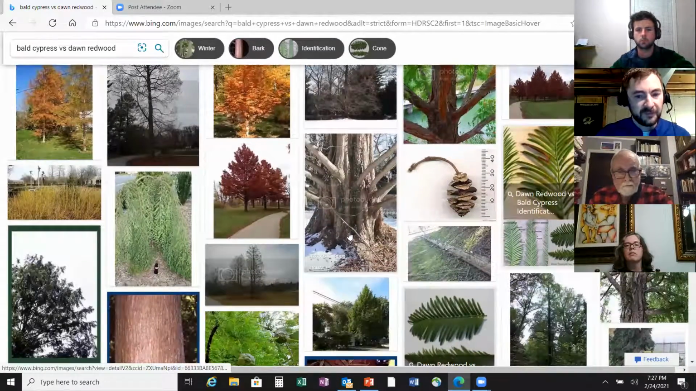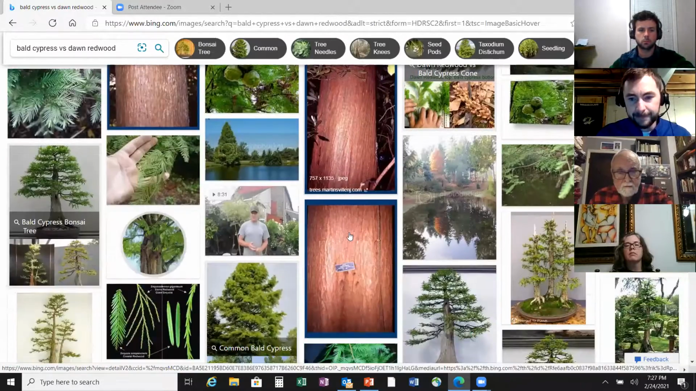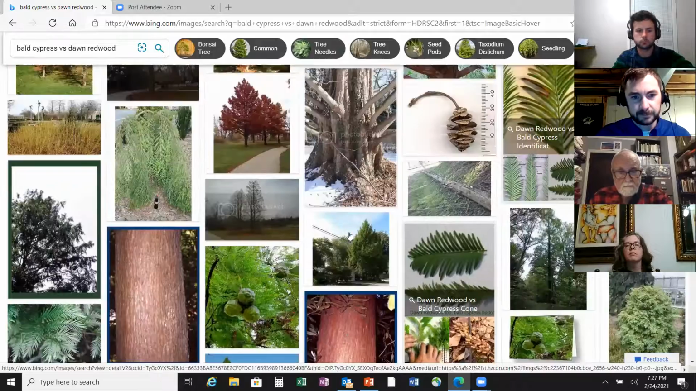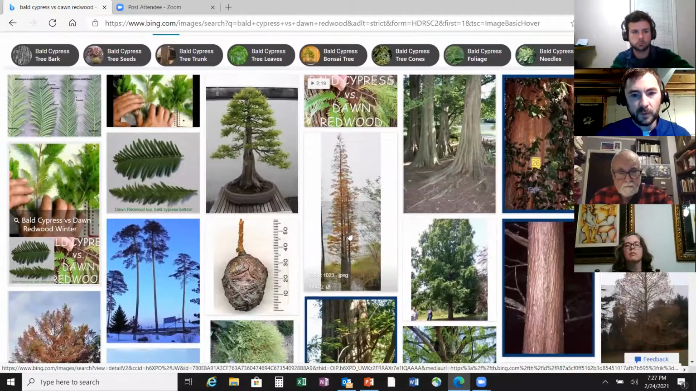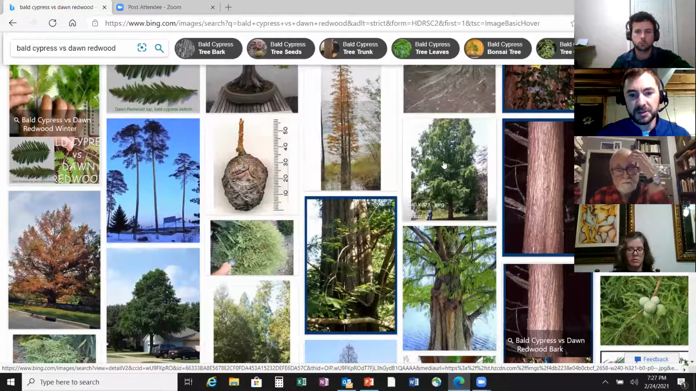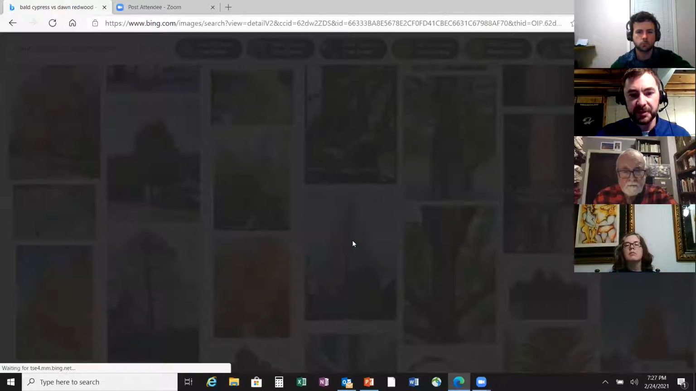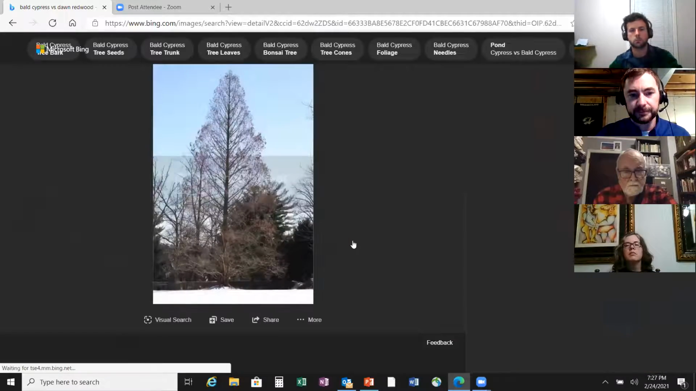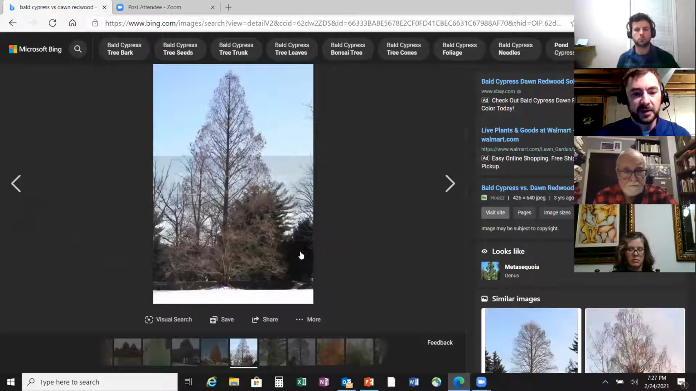But sorry, I'm trying to find one of the two next to each other. Dawn redwood will have more of this large excurrent shape. That one that had full, there we go. Let's go with that. That is a good photo of dawn redwood. You more than likely will have the excurrent shape, so we'll more than likely have a peak. And so you're standing back.